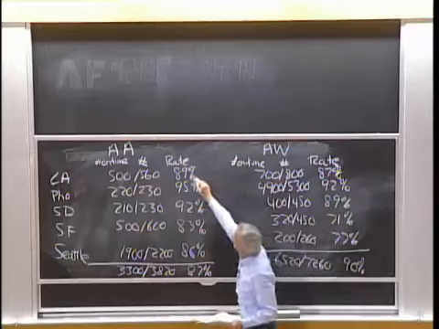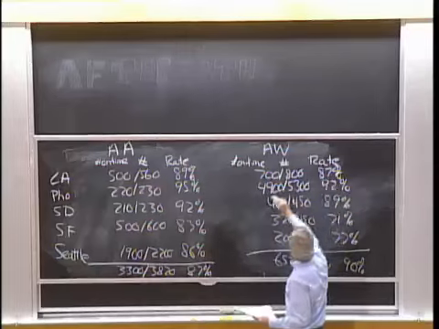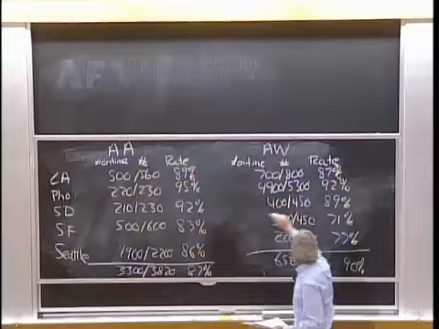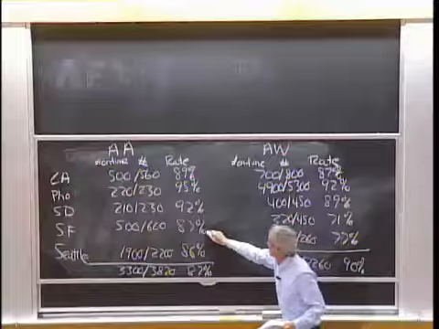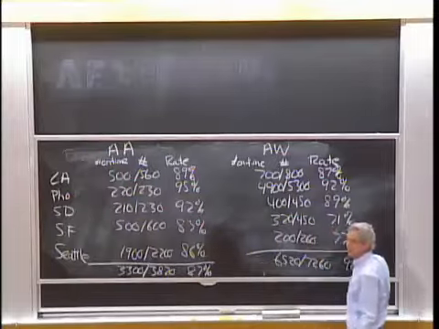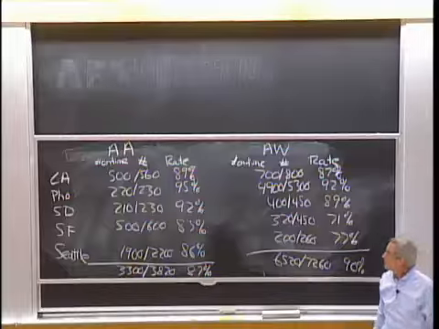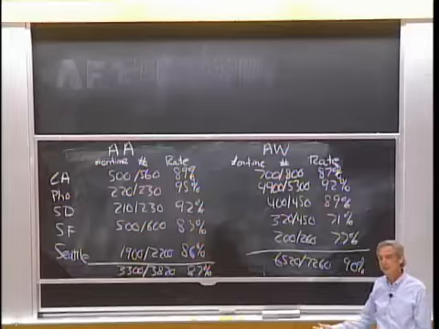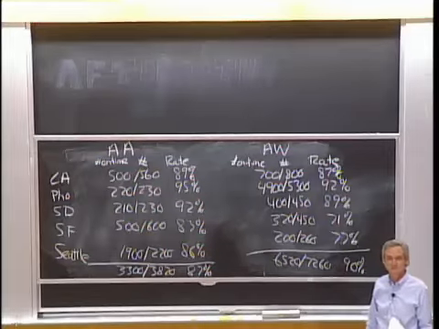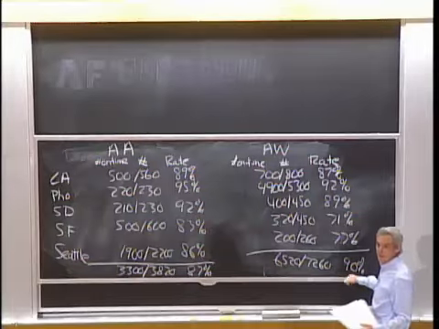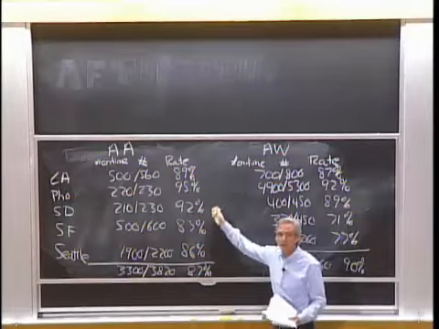Every single city, American Airlines is better. 92 versus 89. Everywhere it's better by a bunch. 83 versus 71. 86 versus 77. Every single city, American Airlines is better. Yet, America West is better overall. And that's what the newspaper said. But of course, no matter where you're going, you're better off with American Airlines.